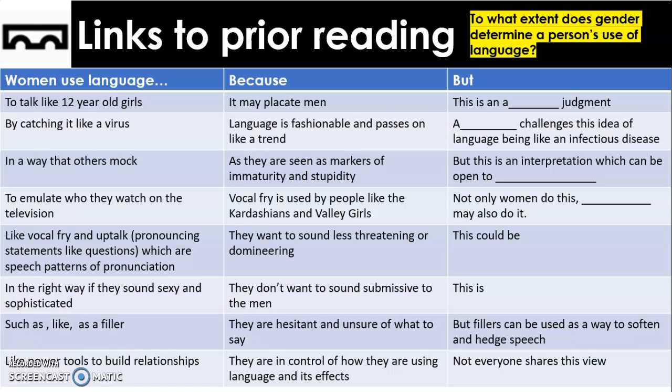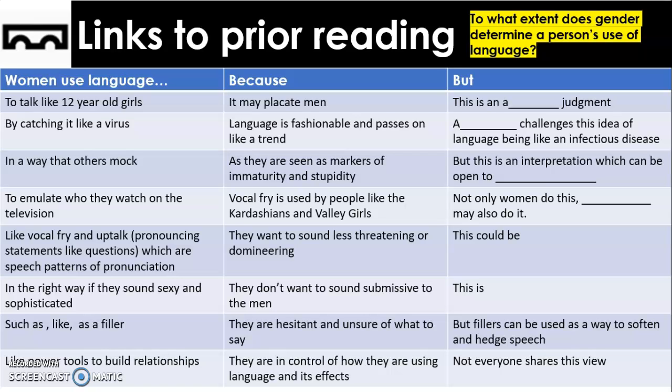Women use language in the right way if they sound sexy and sophisticated, because they don't want to sound submissive to men. Now, this is something in that article that we didn't dwell on too much, but the actress, sorry, Lake Bell, does make this interesting distinction. She said there's the sexy, sophisticated women, and there's the baby talkers. So she's still actually reducing the language of women to this sexy, sophisticated realm. She's saying it's right if women sound sexy and sophisticated, but we definitely don't want them to sound babyish, because then they sound submissive to men.